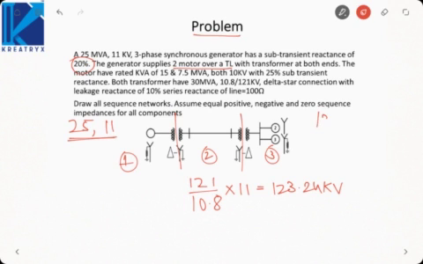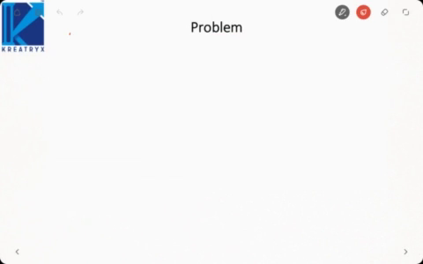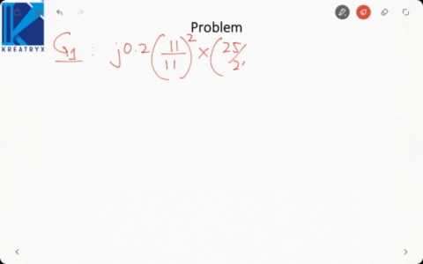In section number 3 it will be 123.24 into 10.8 by 121, which will come out to be 11 kV. Now we have got the base for each and every section. Let us determine the value of pu reactances of each and every component. For generator 1, old reactance is 0.2, old voltage is 11, new base is also 11, old MVA is 25, new MVA is also 25. So this will be J0.2.